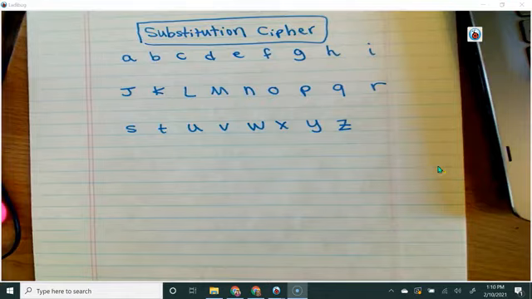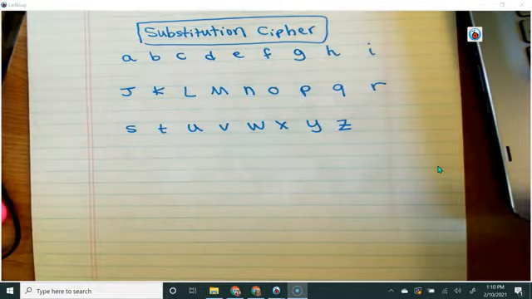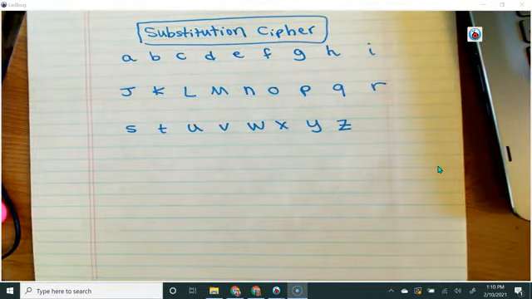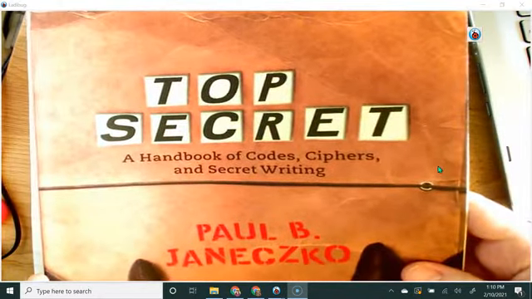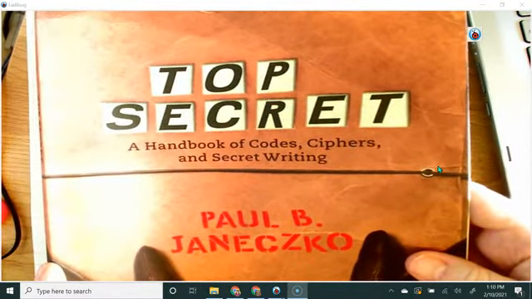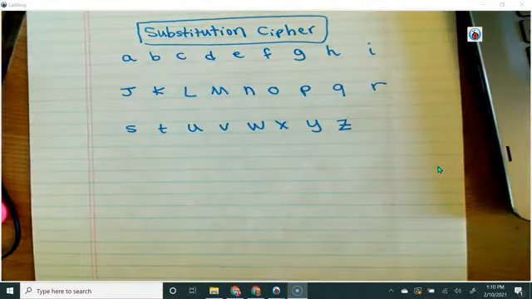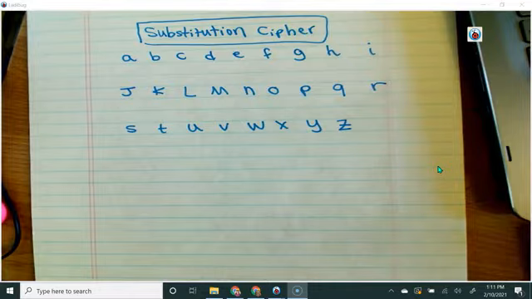Hello, I'm going to show the next code, and this is a substitution cipher, and you can really substitute any kind of symbol or number for this. I'm going to be reading out of this book, Top Secret, a handbook for code, ciphers, and secret writing. For the substitution ciphers in history, they're going to give us two different examples, and then I'm going to show one that my class and I will be building.